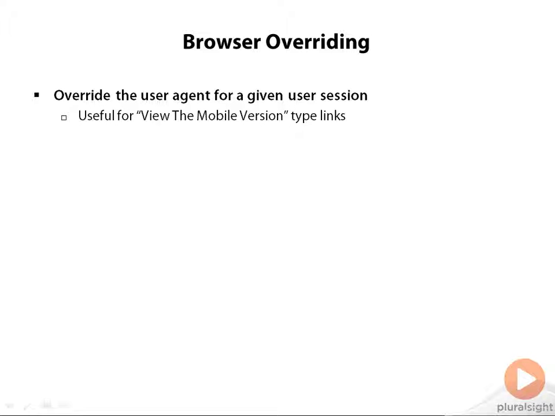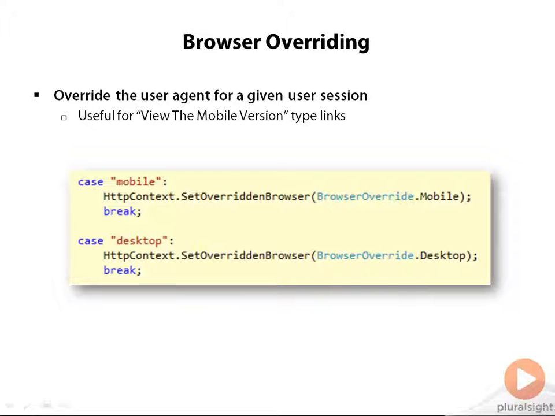Another feature added to ASP.NET MVC4 is the feature that allows you to override the user agent string that the runtime will use when figuring out what display mode to select. This is done through a number of extension methods for the HTTP context object, and you can set or clear a user agent string for a given user session.